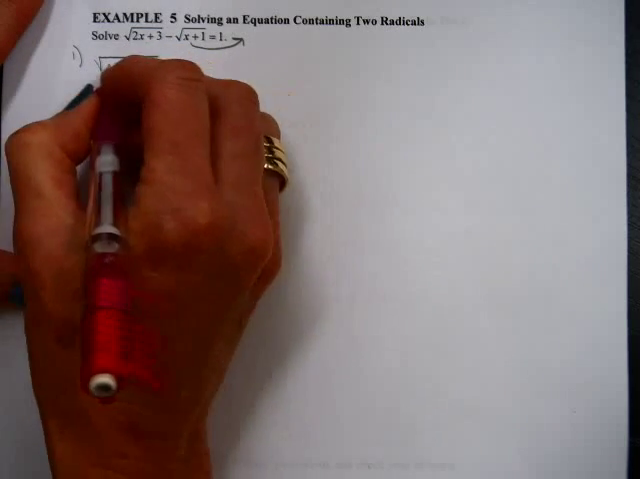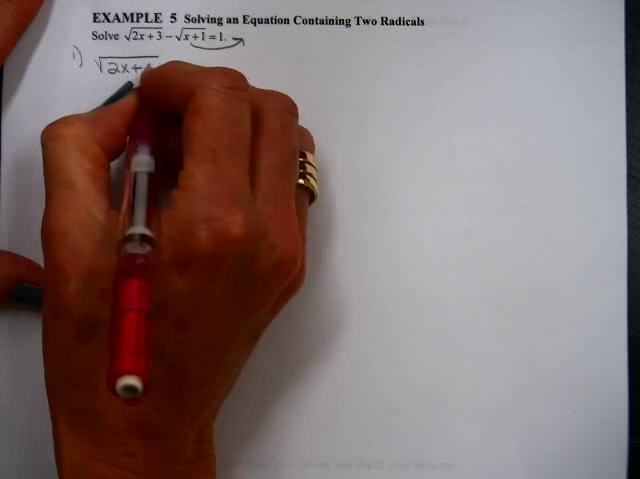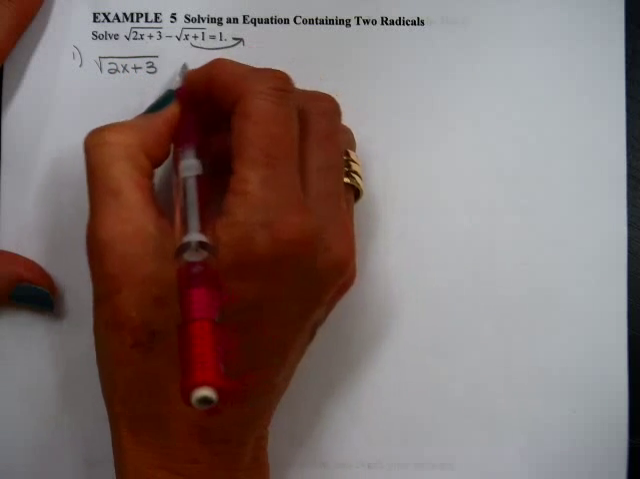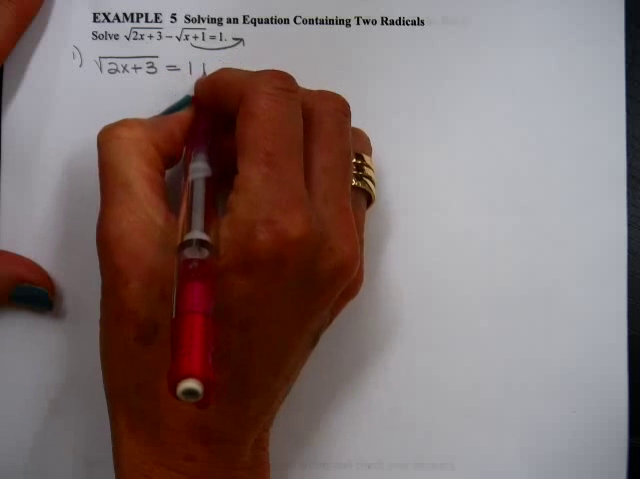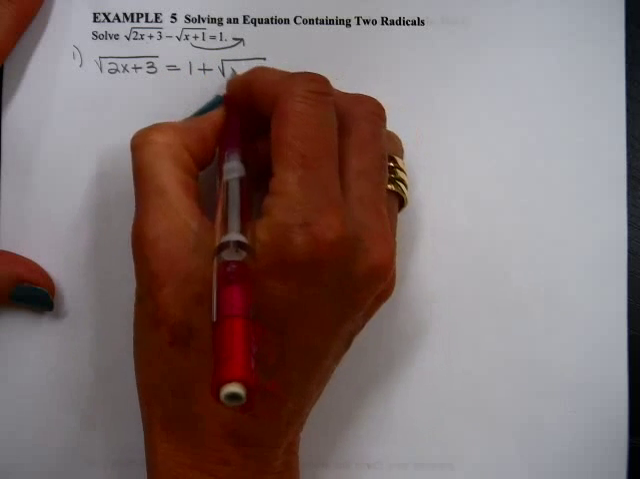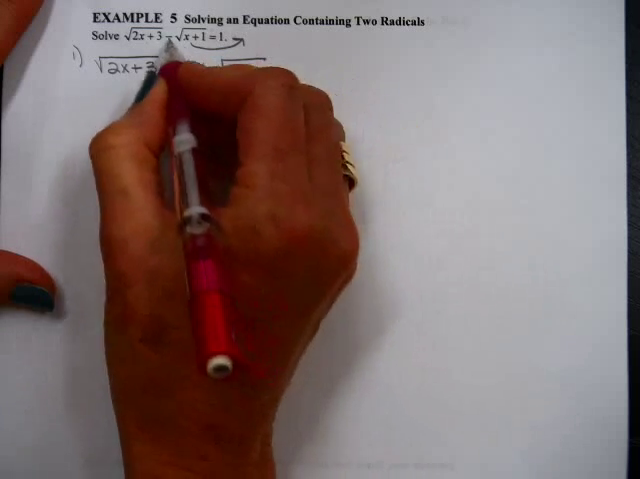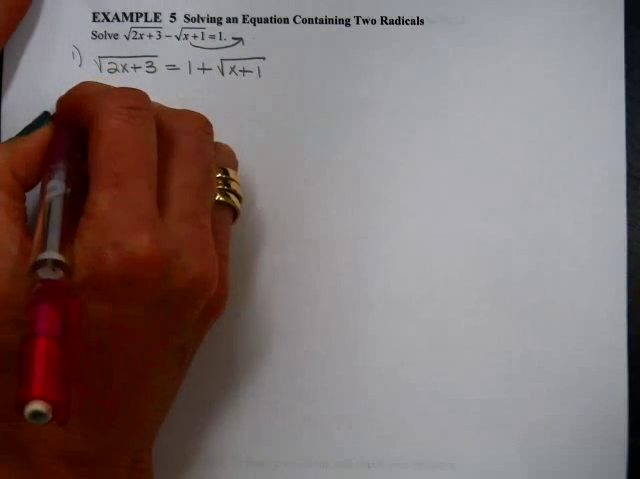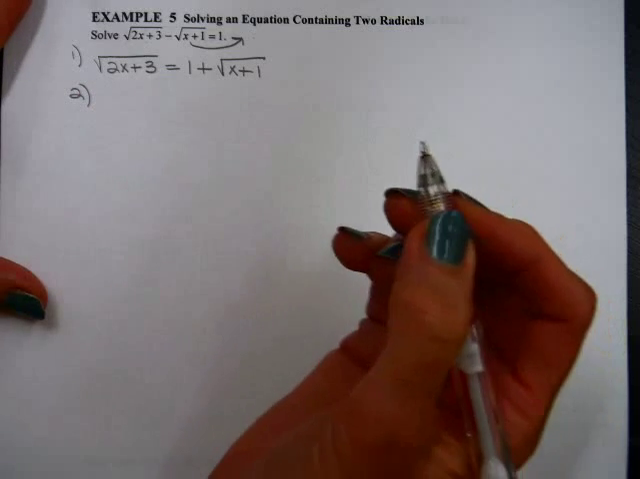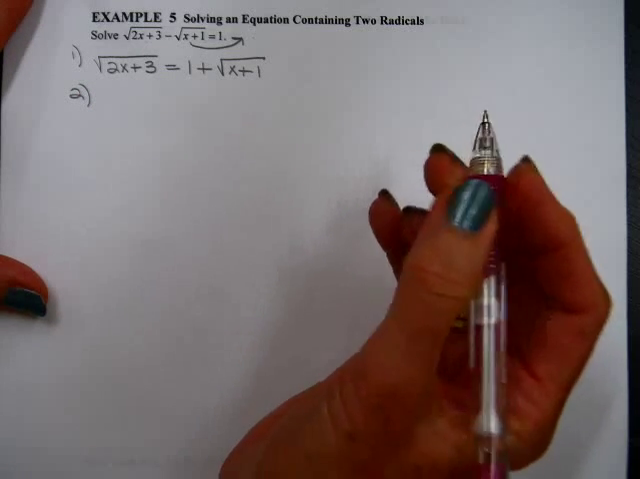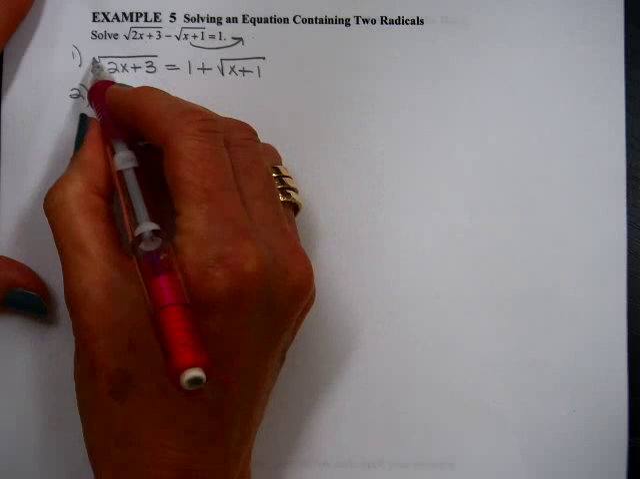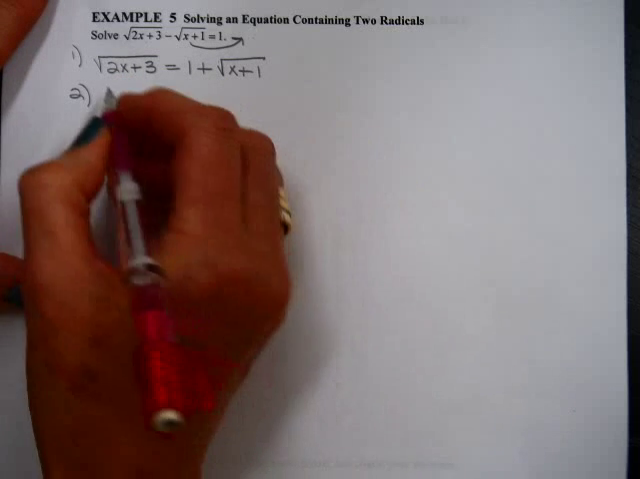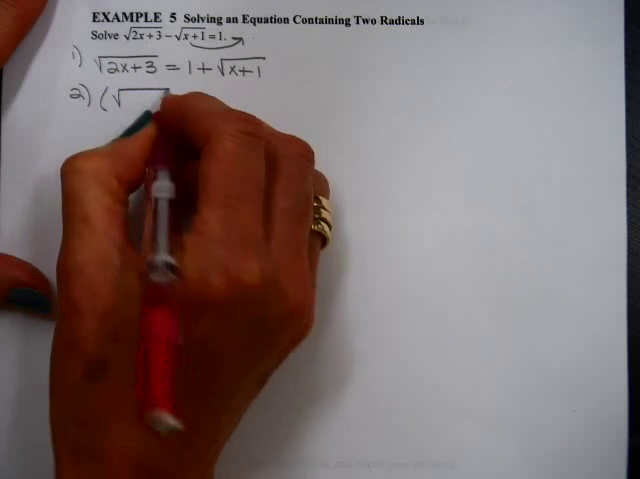So this is going to wind up square root of 2x plus 3 is equal to 1 plus the square root of x plus 1. Change that, you add it to the other side. Step 2 says we raise both sides to the index. Well, the index is 2, so we're going to square both sides.